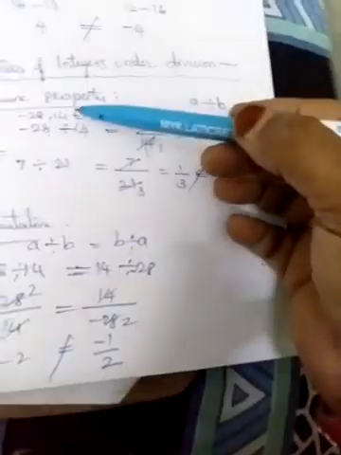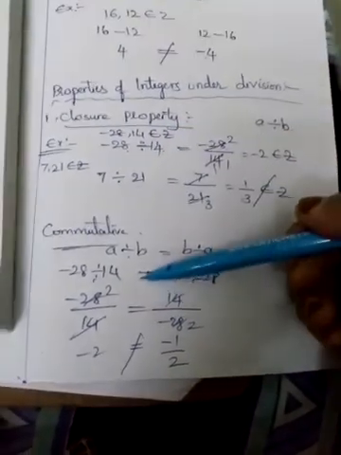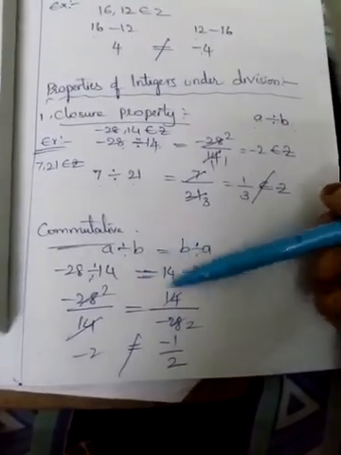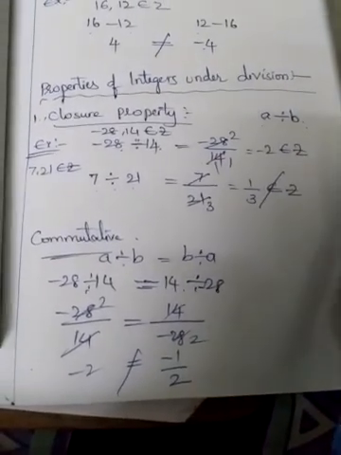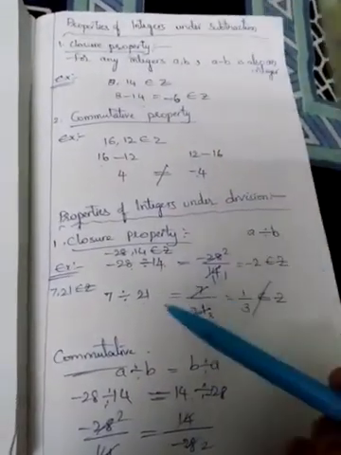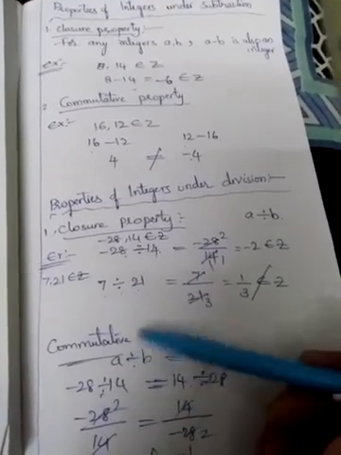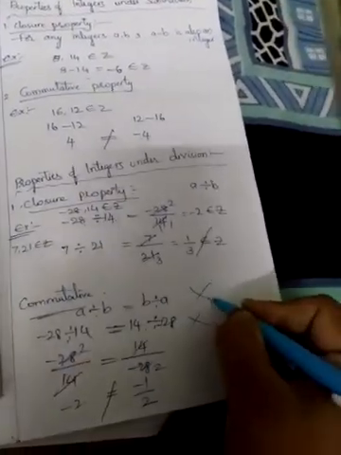In the series of closure, commutative, associative, if closure is satisfied then we go to the commutative property. If commutative is not satisfied, there is no need to check associative. Here, the closure property itself is not satisfied, so commutative is also not satisfied, and associative is also not satisfied. Okay.